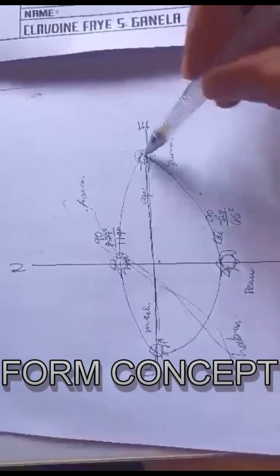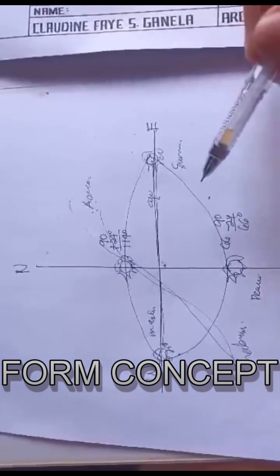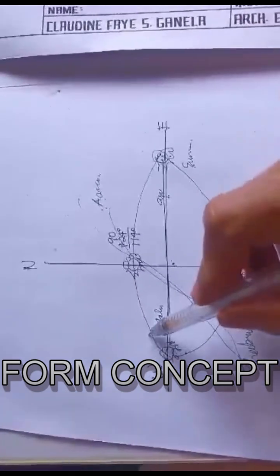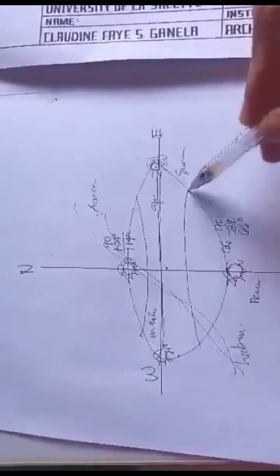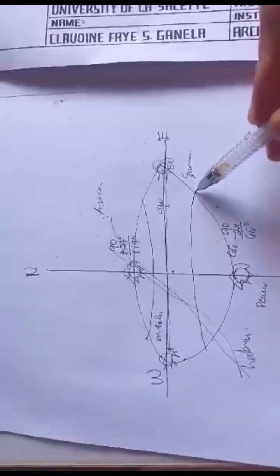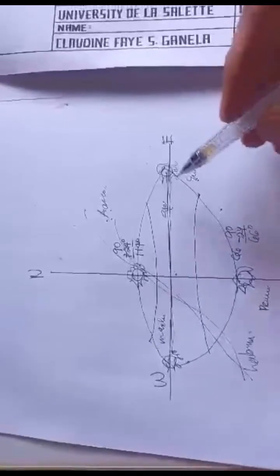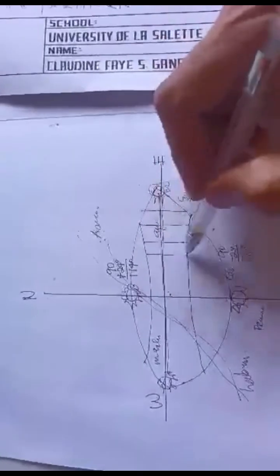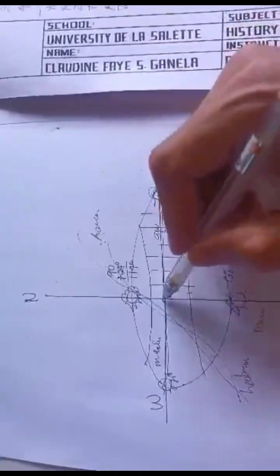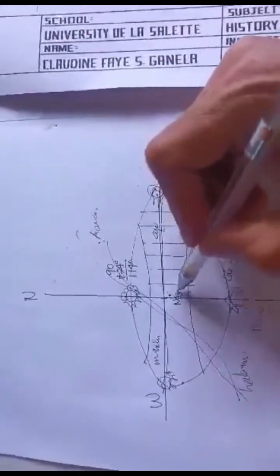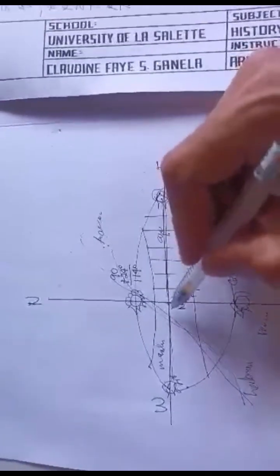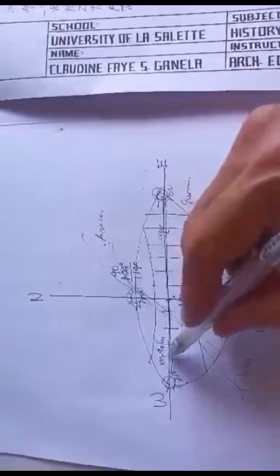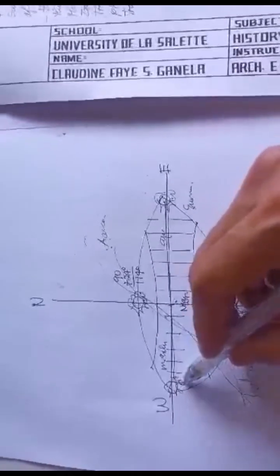Then from the cardinal points, this one represents the day and time. From the sunrise, start here at 6 a.m., 7, 8, 9, 10, 11, and 12. So this is noon. And then down to 1 p.m., 3, 4, 5, and 6 p.m. And this is the shape of the earth. So this is the shape, guys.